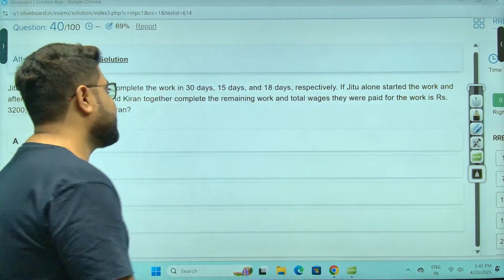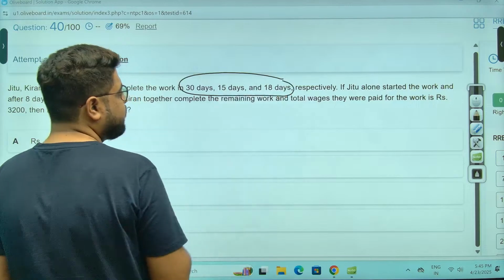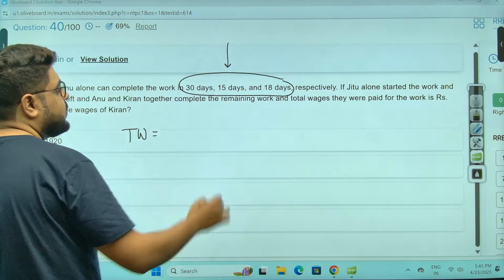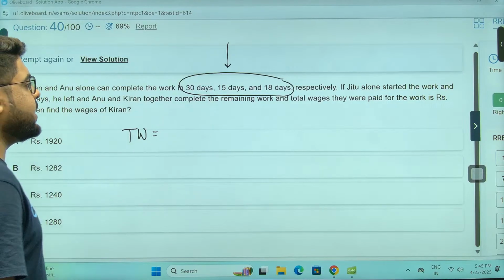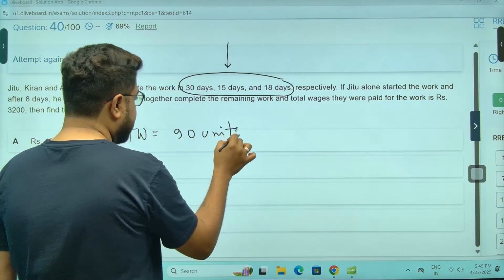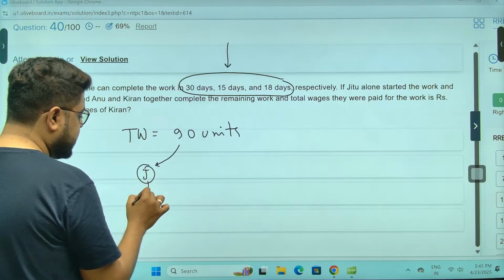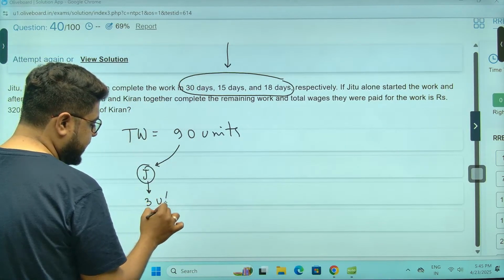Lengthy है तो करेंगे. Sir, total work LCM of these three: 30, 15, 18. 60 नहीं जाएगा, 90 में चला जाएगा, right sir? So 90 units. So Jitu's efficiency will be what, sir? Jitu 90 units in 30 days. So Jitu is 3 units every day.